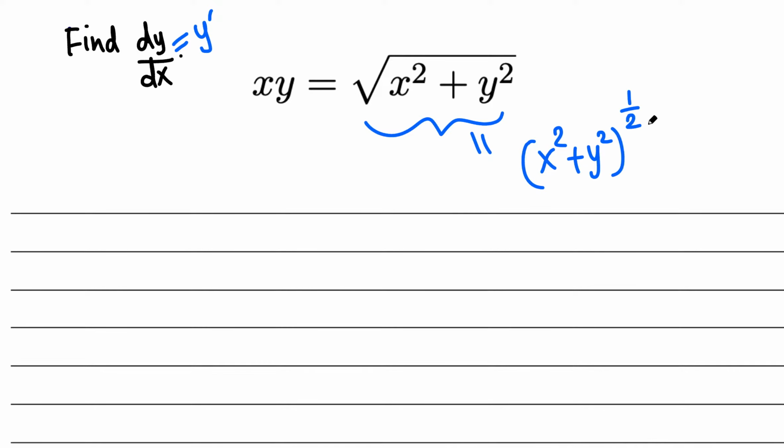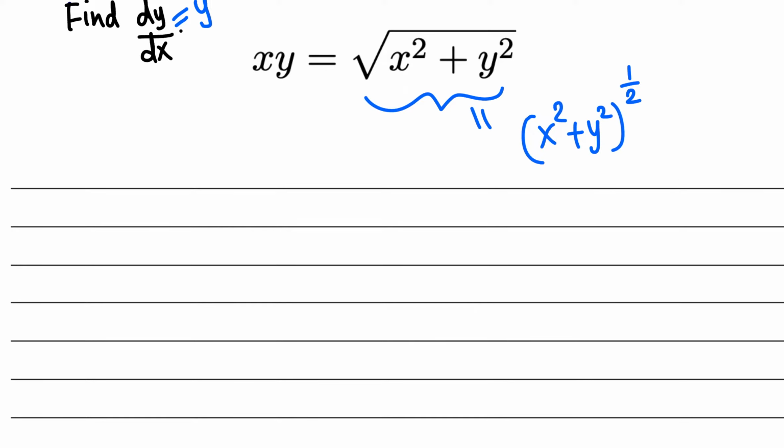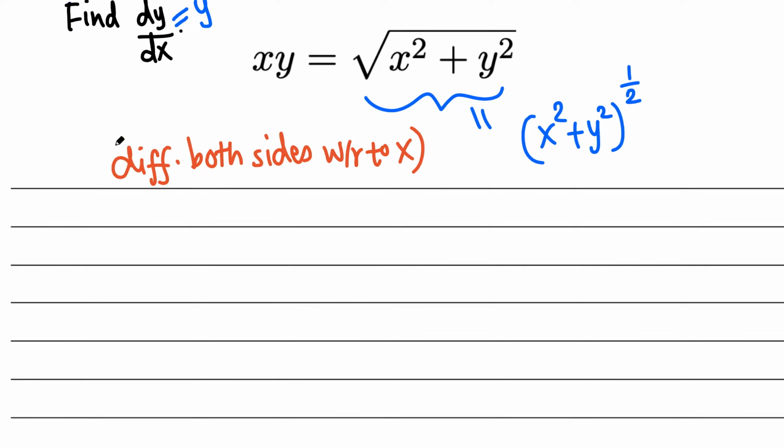x squared plus y squared, quantity raised to 1/2. Okay, so since we cannot separate y, we need to take derivatives of both sides with respect to x. That's called implicit differentiation because y is not defined explicitly here. So differentiate both sides with respect to x.